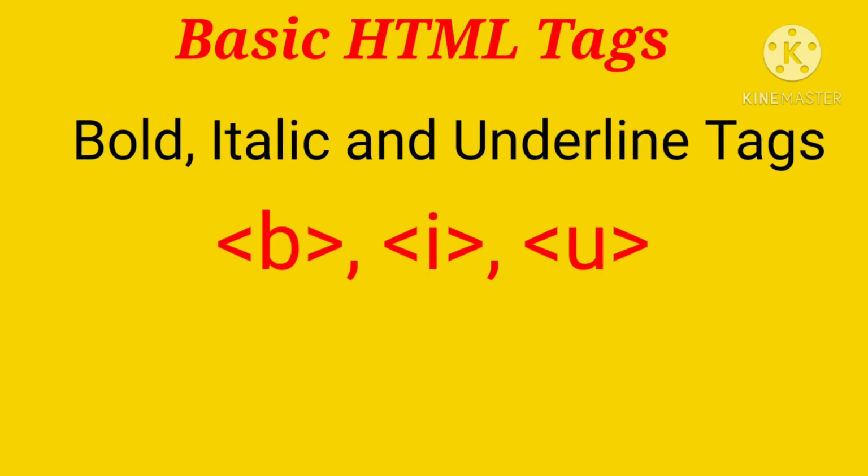So next are the bold, italic and underline tags. These are container tags used to highlight the text. As the names indicate, the B tag is used to make the text bold. The I tag makes the text italicized. The U tag is used to underline the text.